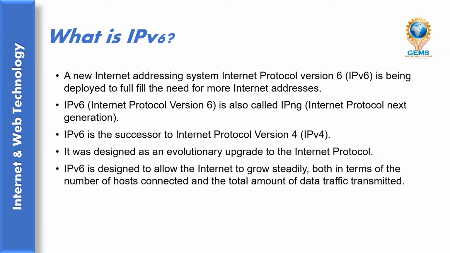A new internet addressing system, Internet Protocol version 6, is being deployed to fulfill the need for more internet addresses. IPv6 is also called Internet Protocol Next Generation, IPng. IPv6 is the successor to Internet Protocol version 4, and it was designed as an evolutionary upgrade to the Internet Protocol. IPv6 is designed to allow the internet to grow steadily, both in terms of the number of hosts connected and the total amount of data traffic transmitted.